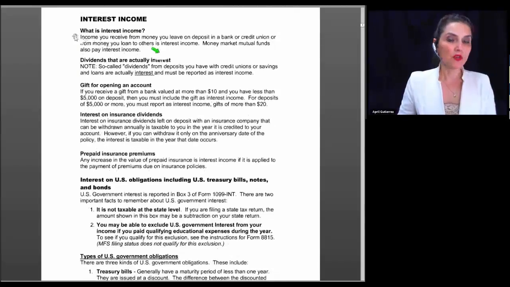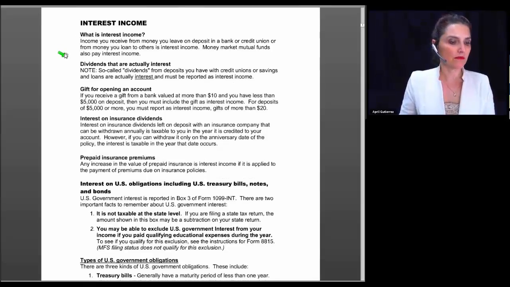Interest income. So what is interest income? Well, interest income is money that you receive from money that you leave on deposit in a bank or a credit union, but it is also money that you receive when you loan money to other people. So you make a loan to someone and they pay you that back plus interest. That's what interest is. Also, money market mutual funds pay interest income.